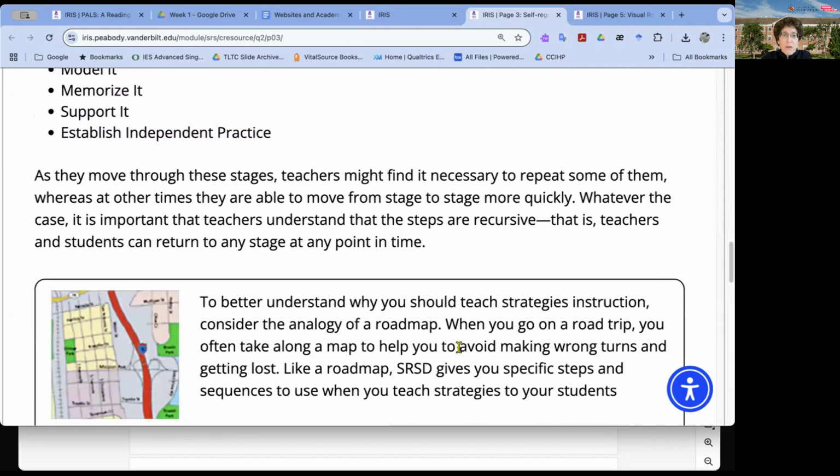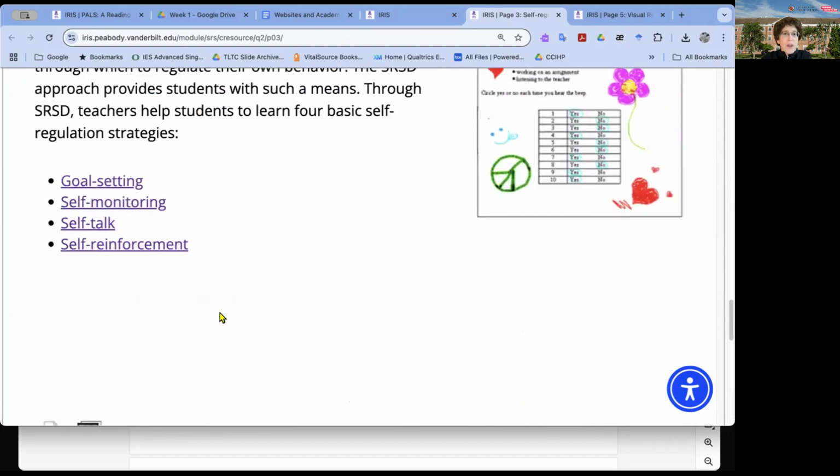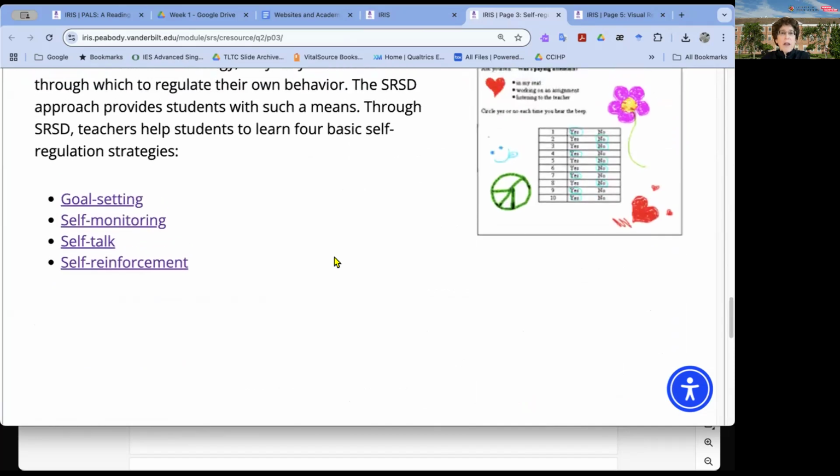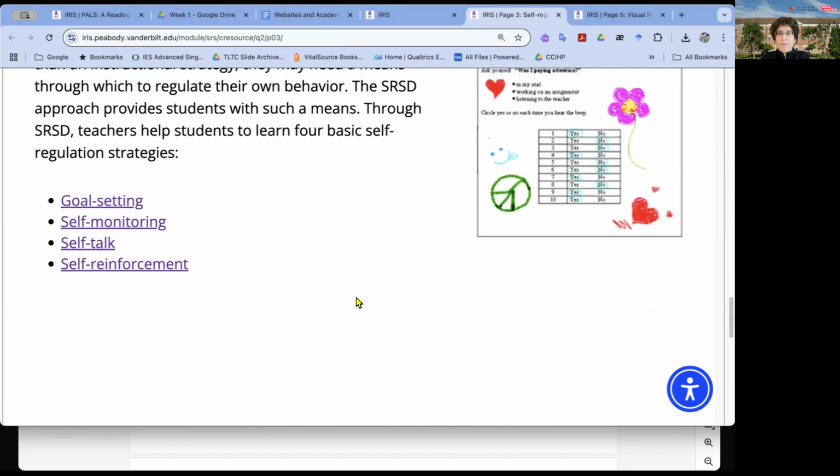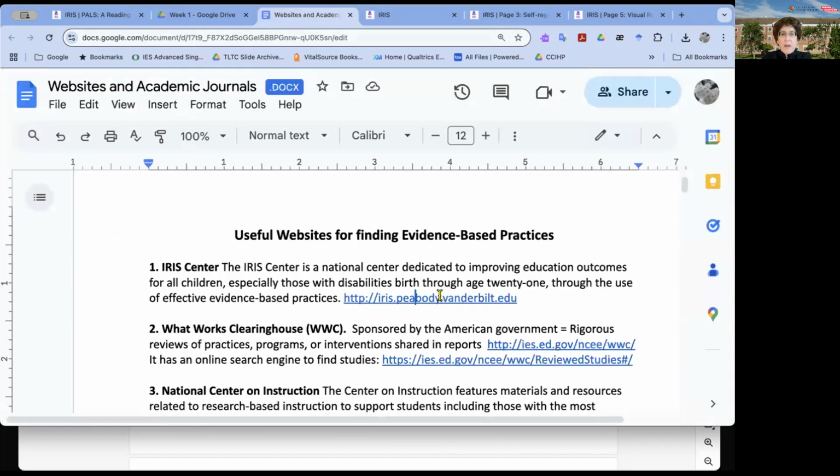I want to tell you a little bit about why it's got the SRSD, the self-regulation. These are the aspects: goal setting, self-monitoring, self-talk, and self-reinforcement that are built in for students when they're engaged in writing.